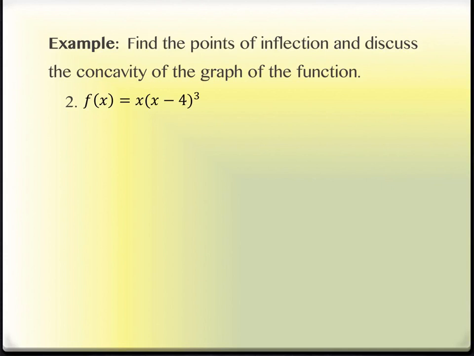This function, written out like it is, can be done in one of two ways. You can either multiply it all out from the beginning, which is totally fine and might be the easier option, or you can use a product rule and the chain rule in the middle of it because there's a chain in x minus 4 cubed. Okay? So I'm going to let you guys decide.